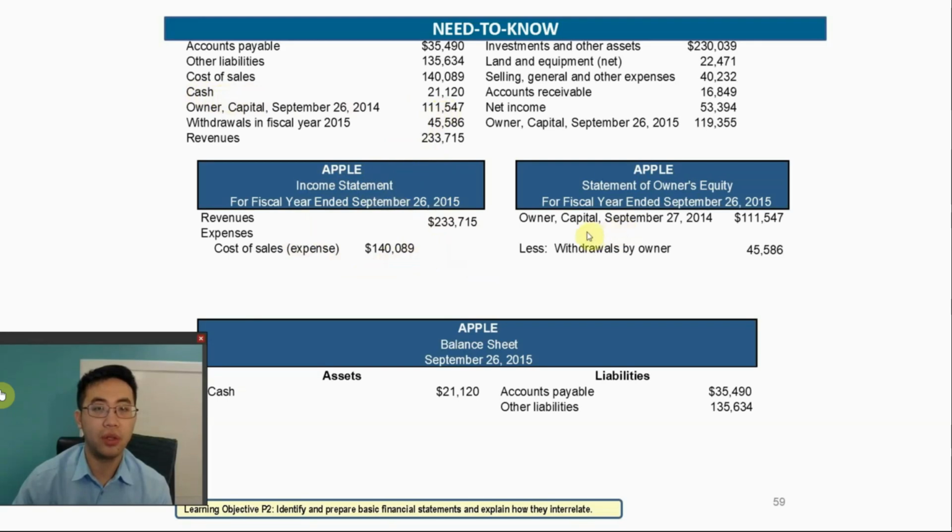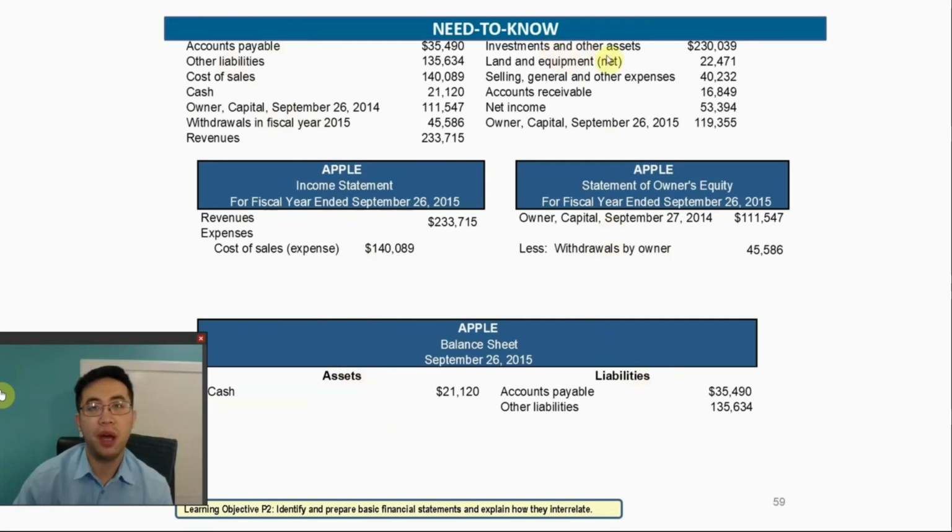It can also go to the statement of owner's equity. The thing is, for the owner's equity, you also need to get the owner's own capital, this number, $111 billion. And you also need to incorporate withdrawals by owners. And for the balance sheet, you have cash being put in there. And for the liabilities, you have accounts payable and other payables. So each of the items on this side has its place in the financial statements.